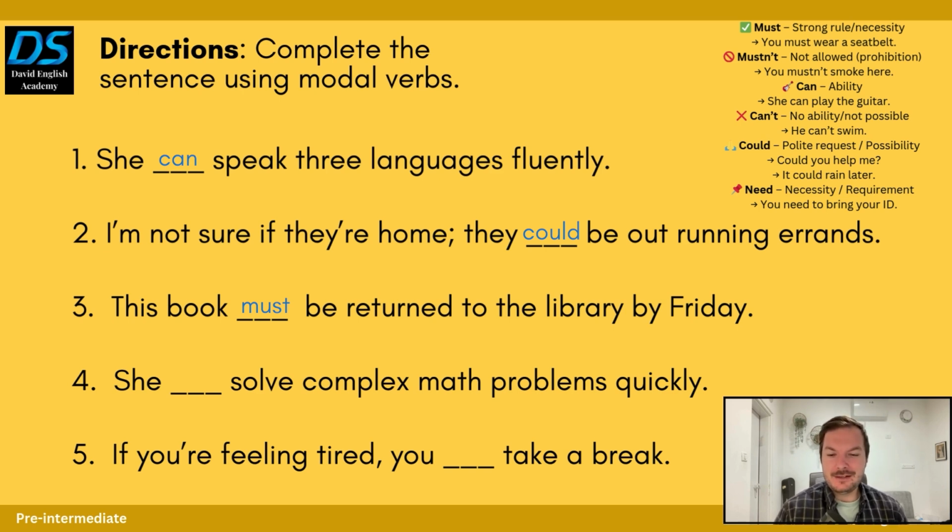4, she solved complex math problems quickly. I think this is about her ability, so I'm going to say she can solve complex math problems quickly. 5, if you're feeling tired, you take a break. I think this again is that you have some ability here. You can take a break. So if you're feeling tired, you can take a break.